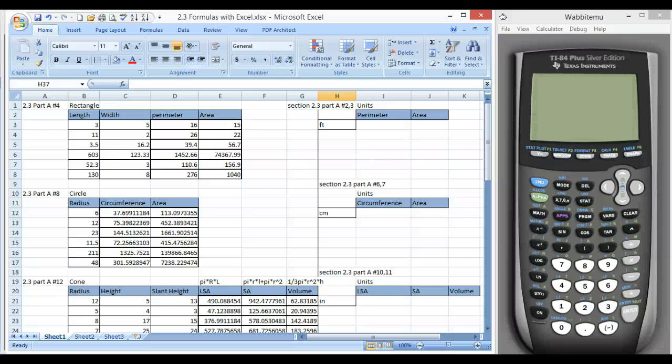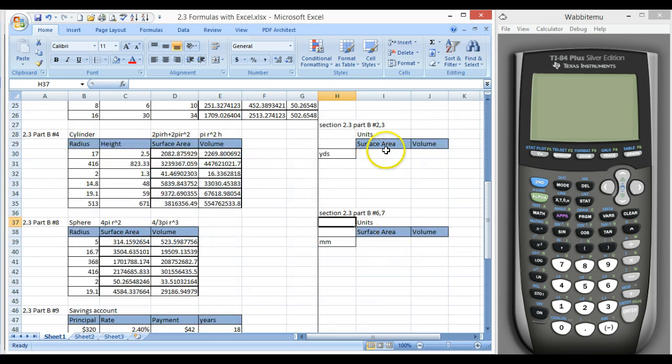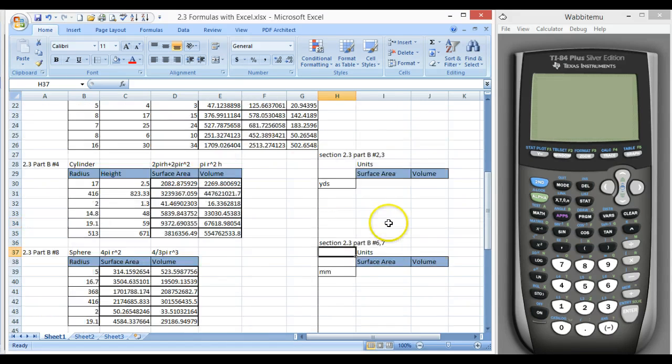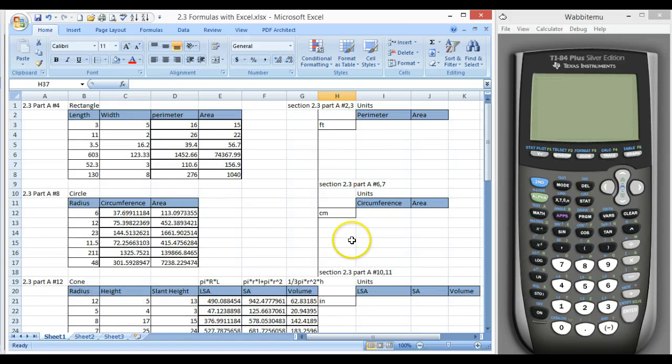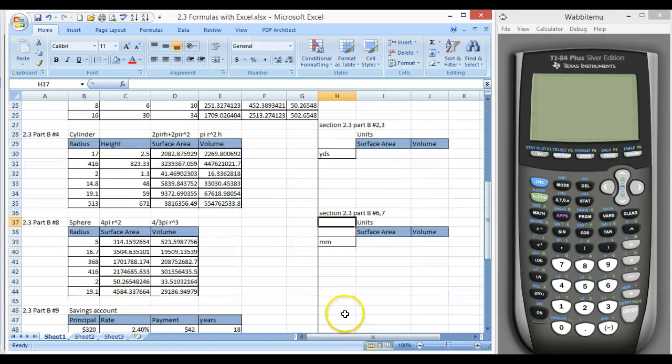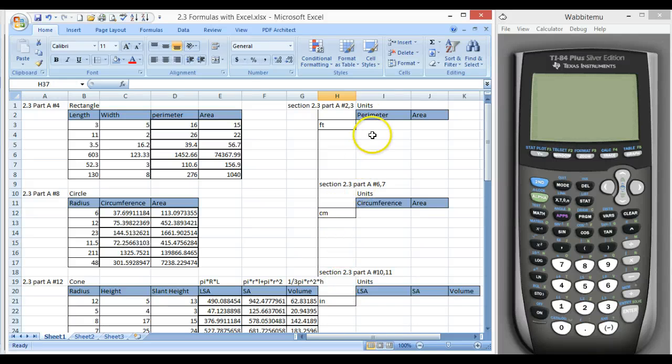All right, welcome to part 2 of section 2.3. We're going to go through the units, and these are similar to section 2.3 part A, numbers 2 and 3, 6 and 7, 10 and 11, and part B, numbers 2 and 3, 6 and 7. Now I only did one example from each of these because it ends up being kind of repetitive, and you'll kind of catch on to that.